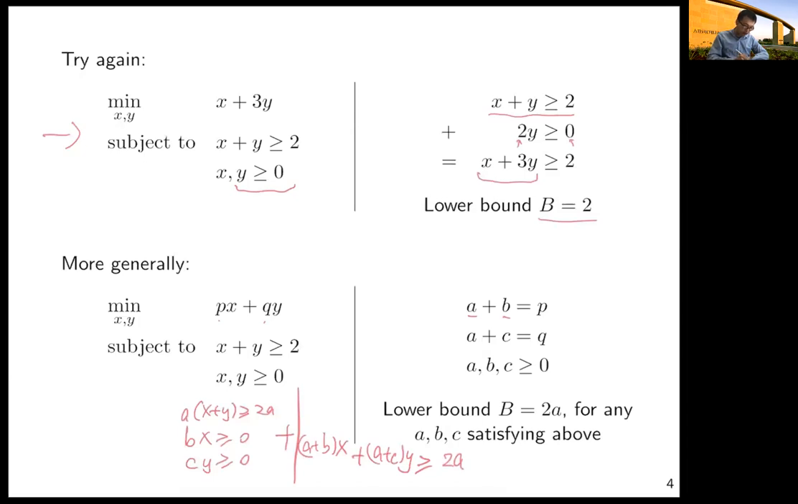So by enforcing that a plus b is equal to p and a plus c is equal to q, then this 2a is clearly a valid lower bound that we can construct, right? And by inspection, this is also the optimal solution that we can achieve for this problem.